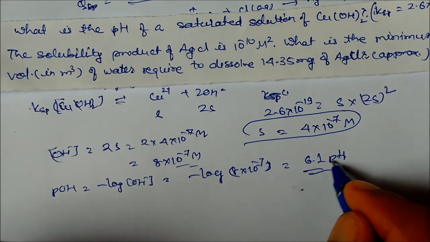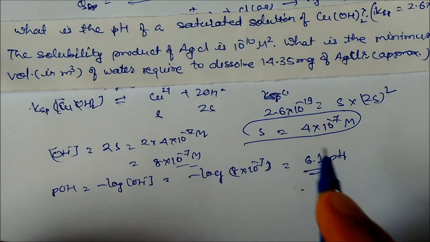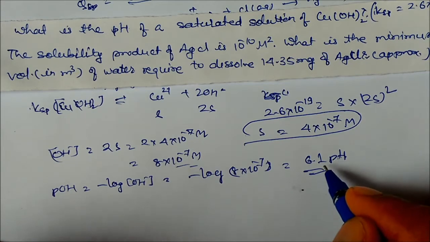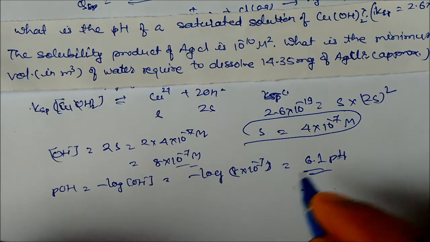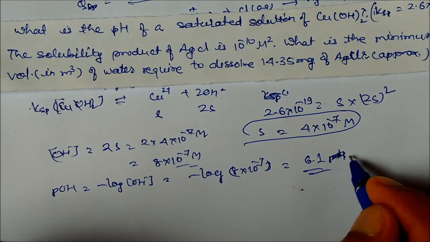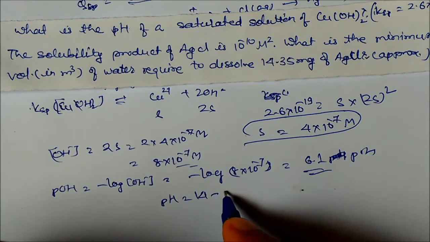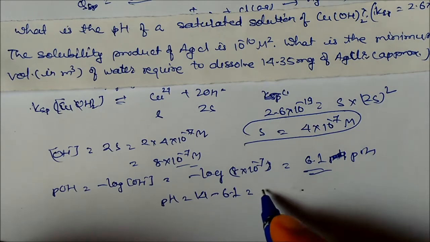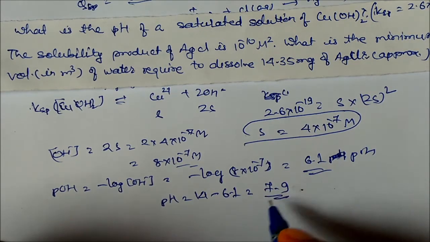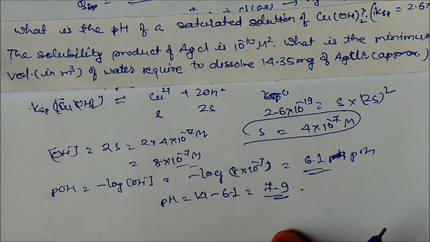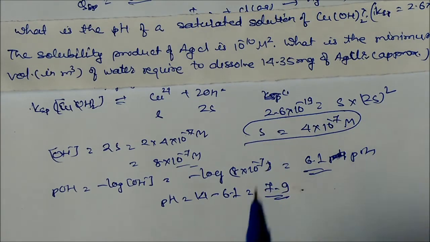This is 6.1 pOH. So what will be the pH? pH will be 14 minus 6.1. So we will get the answer 7.9. So this is the pH of the solution.